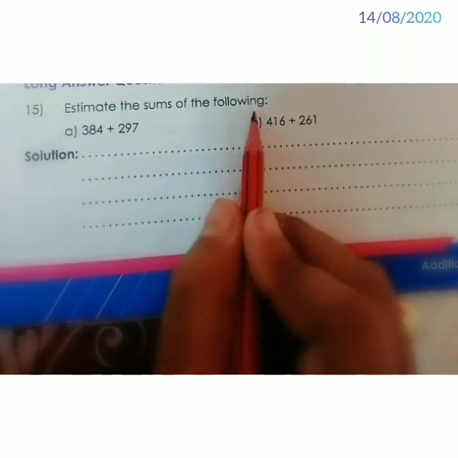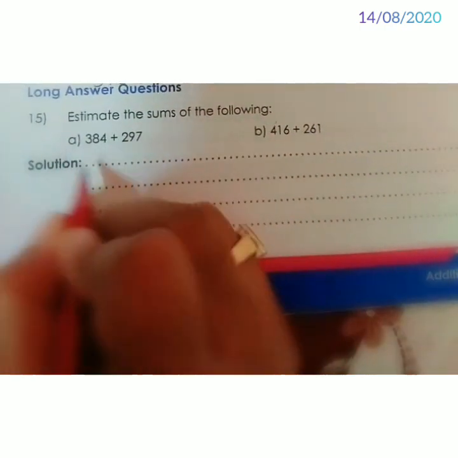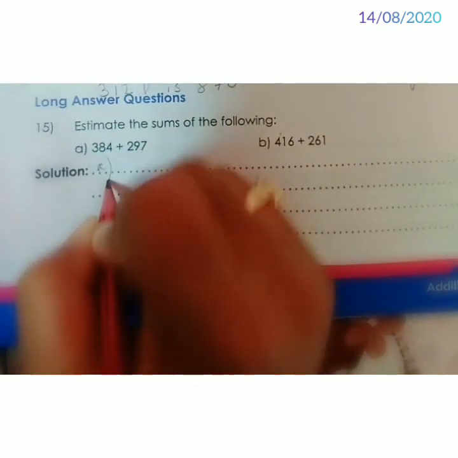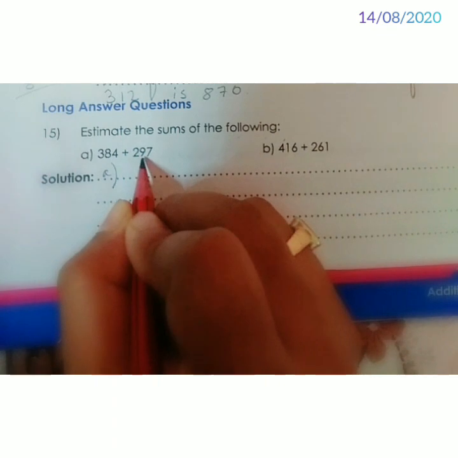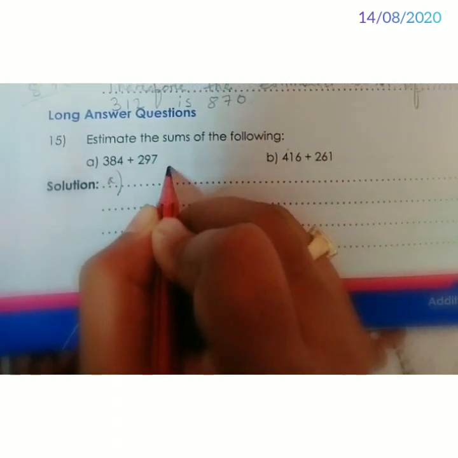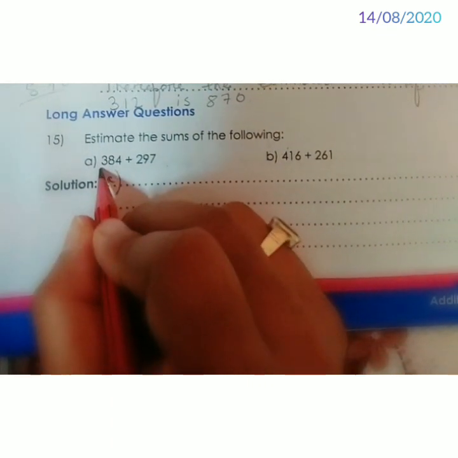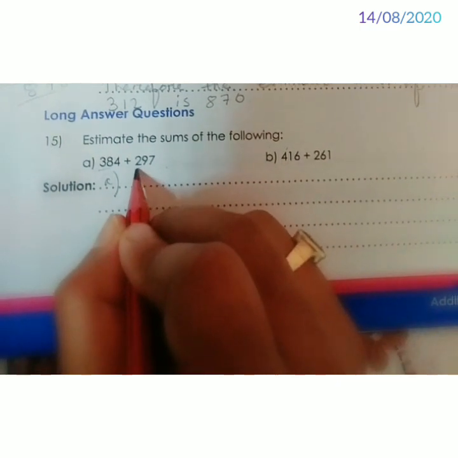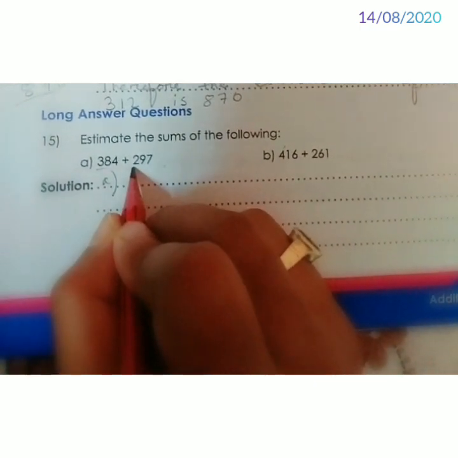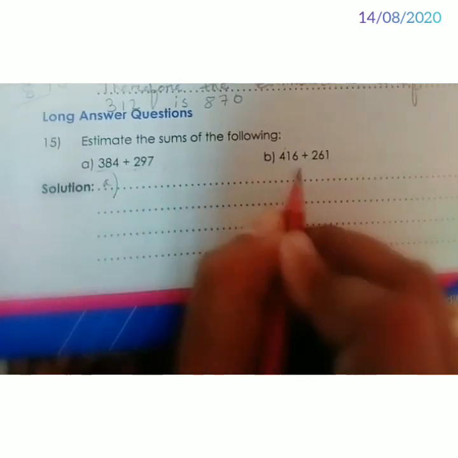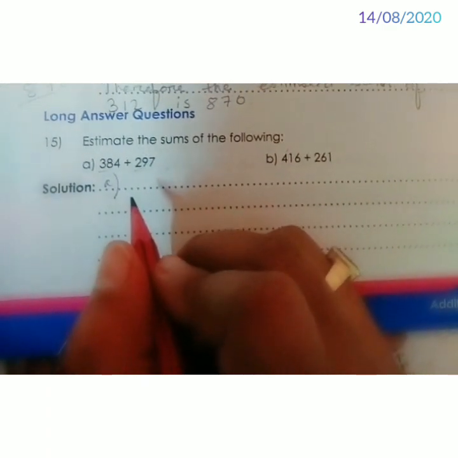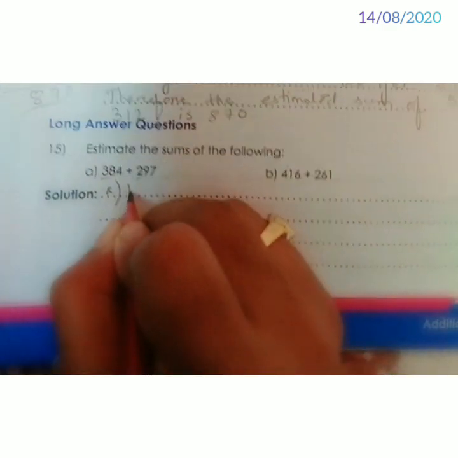Estimate the sum of the following. Okay, question number A. 384 plus 297. So first step is what? You have to round off 384, then you have to round off 297, then we have to add. Okay, so let's start.